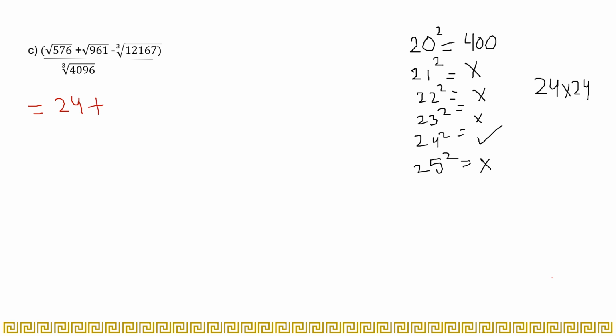Plus, now look for 961. This number is greater than 576, so it's better to try 30 this time. 30 squared. When you do 30 squared, it gives you 900, right? Now the number is 961.